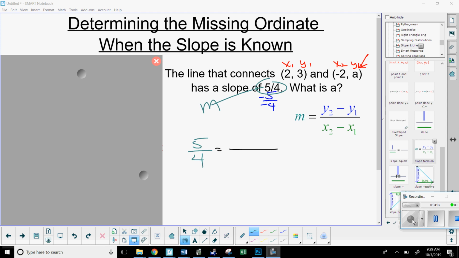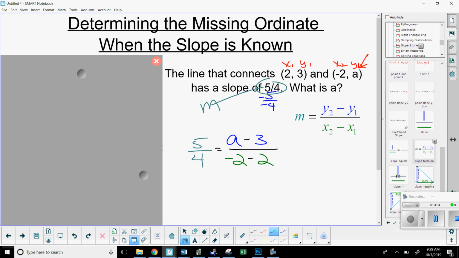Sorry about that. I think I tried to pause the video, but did not. So let's reset. 5/4 equals y2, which is a, minus y1, which is 3, over x2, which is negative 2, minus x1, which is 2.